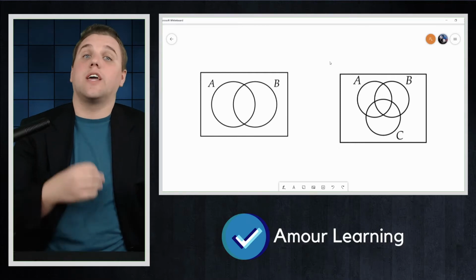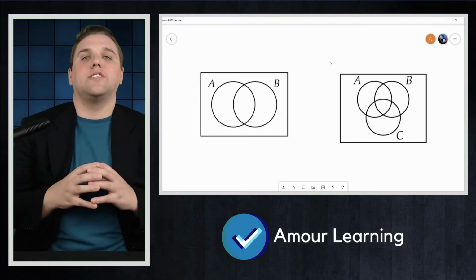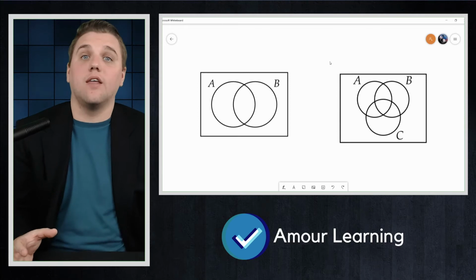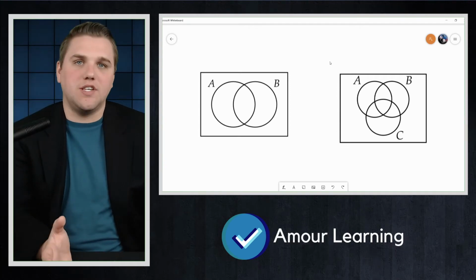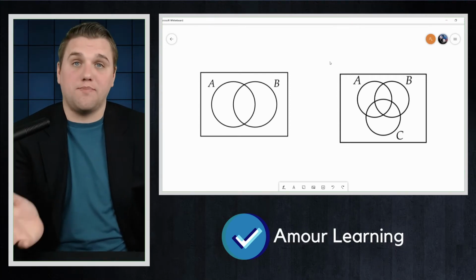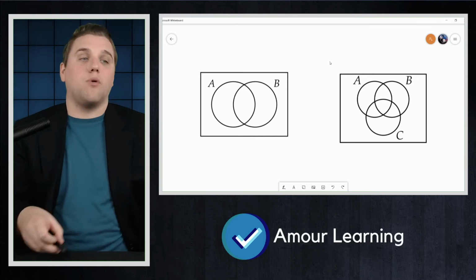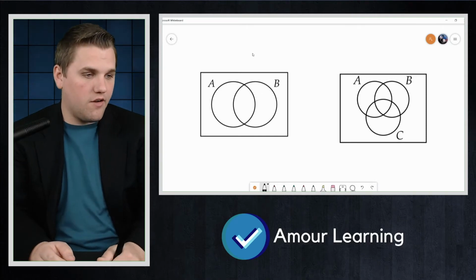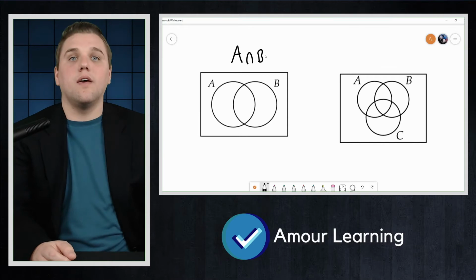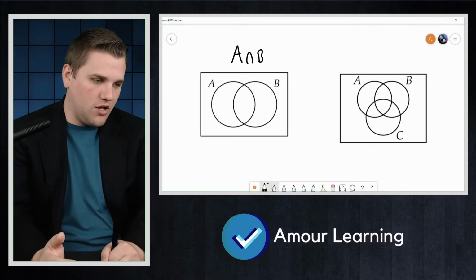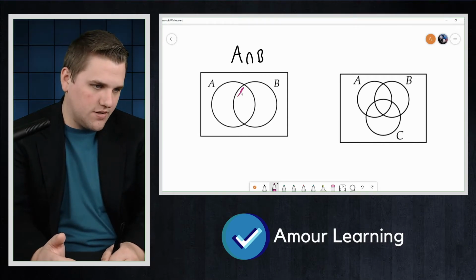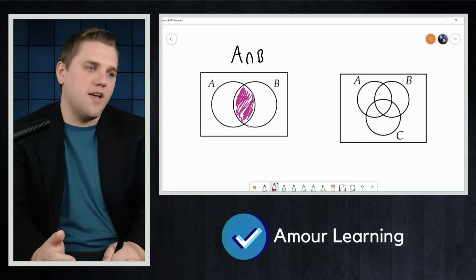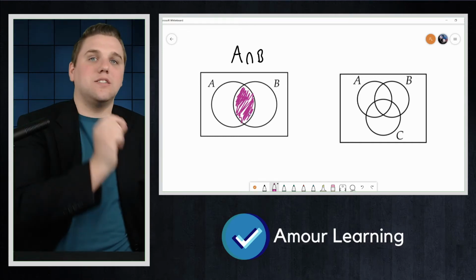Each circle represents a set. The rectangle containing the circles represents the universe that you're working in. To represent combinations of these sets, we shade the corresponding region. For example, we could draw A intersection B as the shaded region here, and I'm going to use different colors for each of these. This region right here is in both A and B.